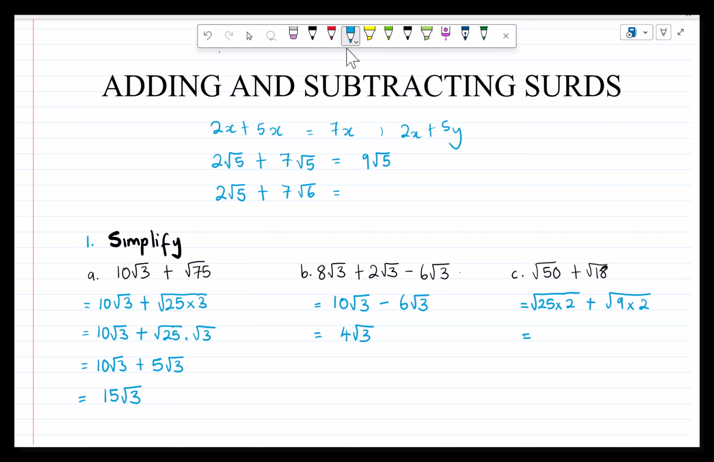So now moving forward, we say root 25 times 2, which can be rewritten as root 25 times root 2, plus root 9 times root 2. The square root of 25 is 5, hence we have 5 root 2, plus the square root of 9 is 3, hence we have 3 root 2. Now we can add 5 plus 3 and we get 8 root 2. There is our final answer.